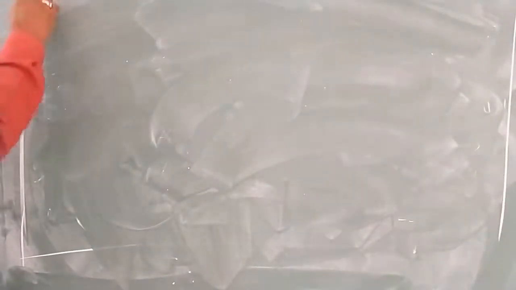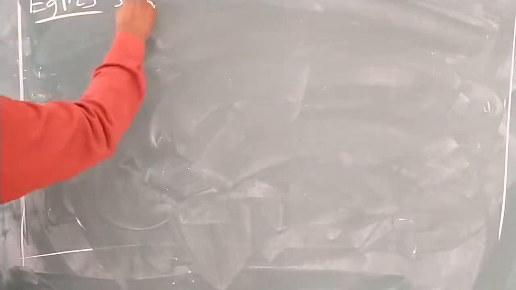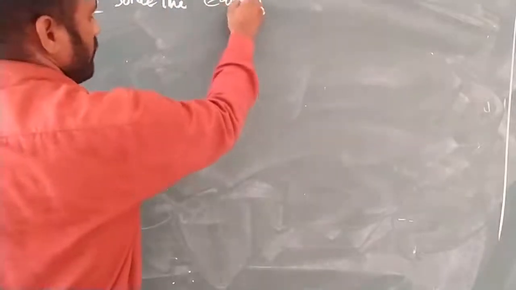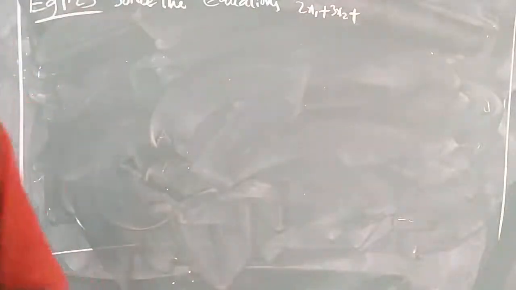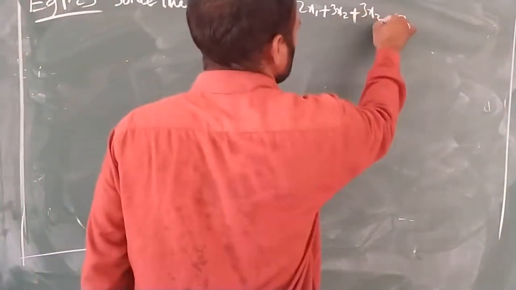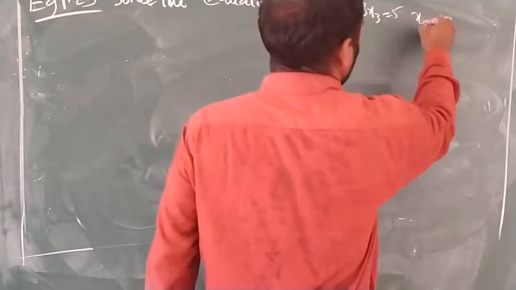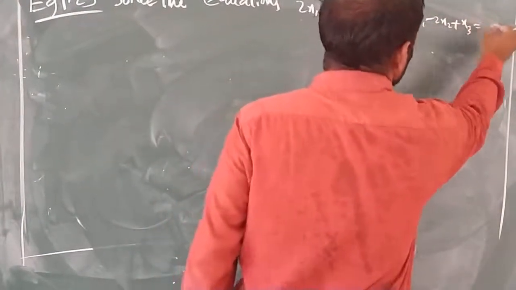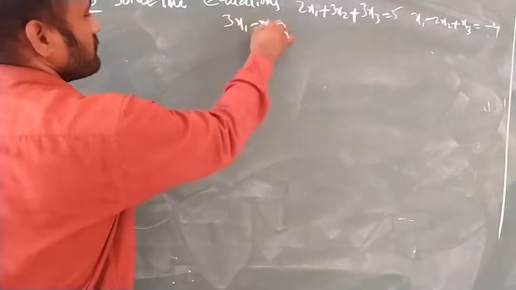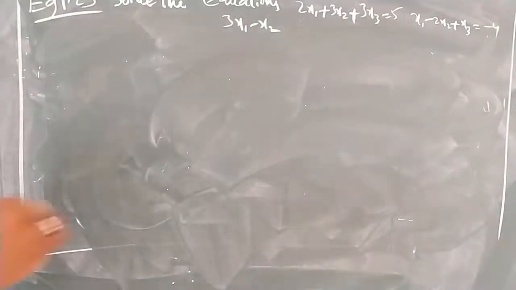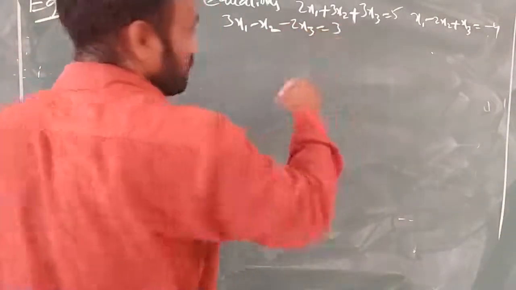So the question is, solve the equations. 2x1 + 3x2 + 3x3 = 5. x1 - 2x2 + x3 = -4. 3x1 - x2 - 2x3 = 3.